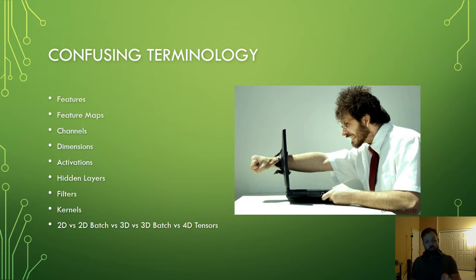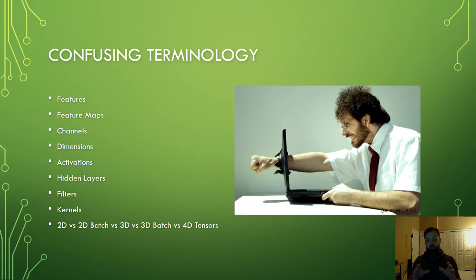So 2D versus 2D batch versus 3D versus 3D batch versus 4D tensors. So when you're looking at the set of filters or kernels that you're using for one of your layers, if you have a 2D image that's only one channel, your filter is going to be 2D.